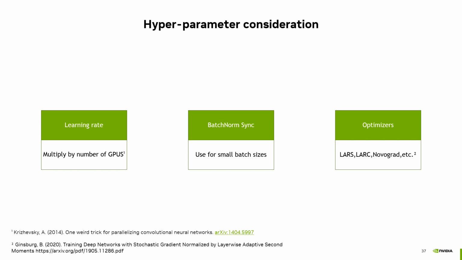Then one thing that you might be able to use is batchnorm sync, which basically synchronizes the batchnorm statistics across all the GPUs. I would only encourage you to use this if you have small batch sizes per GPU. Otherwise, this will slow down the training process, basically because you have another layer of communication. So if you can already fit a decent batch size in each GPU, this might not be needed.